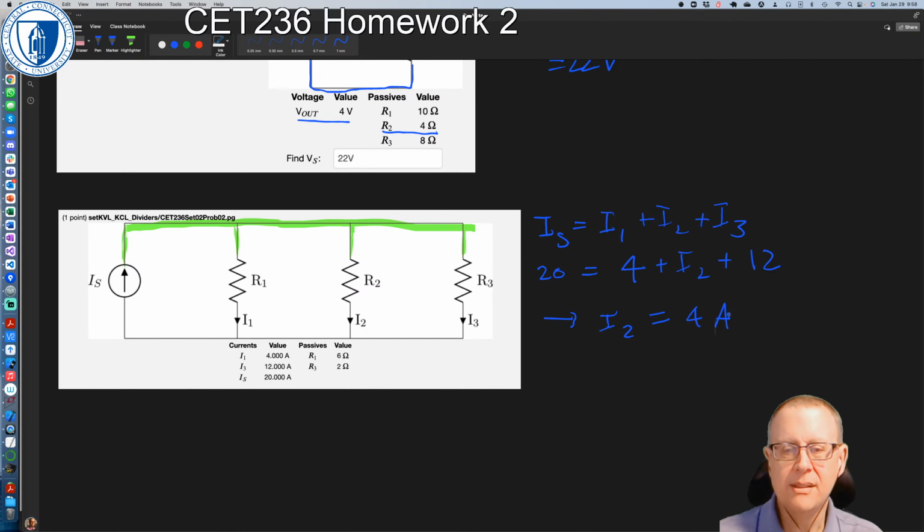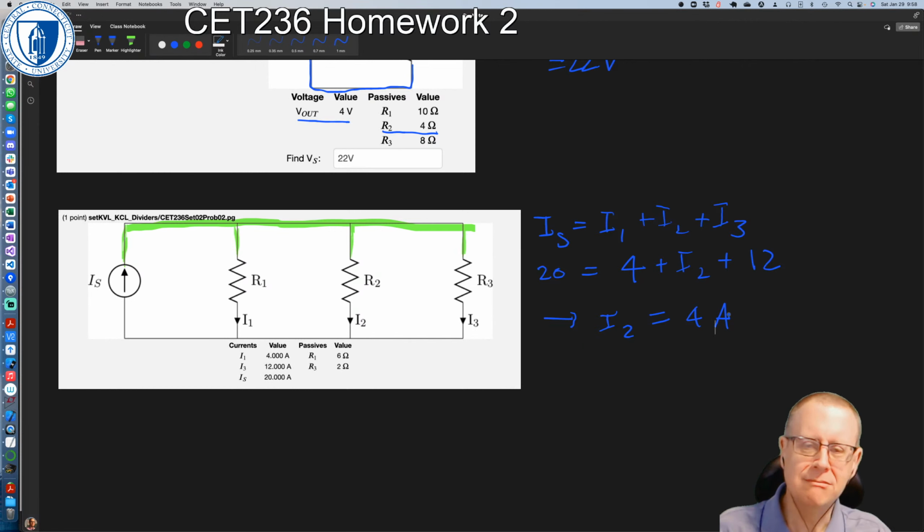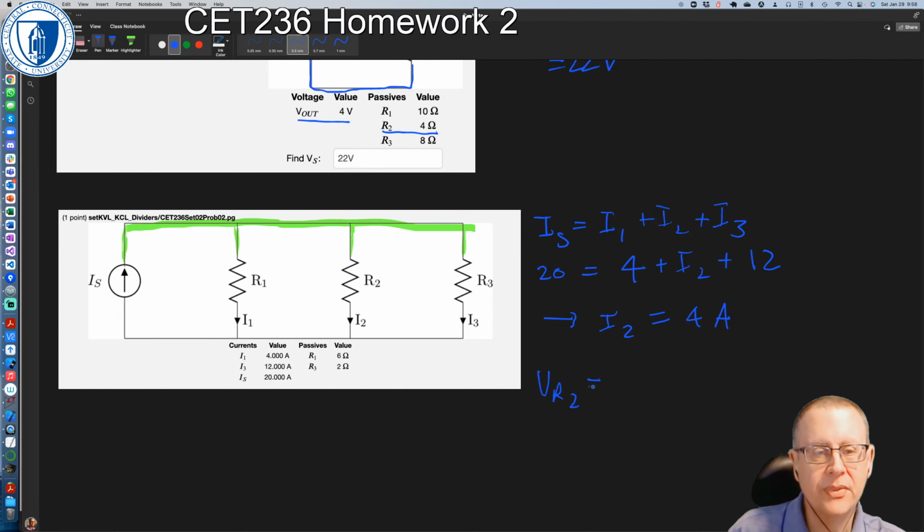So then we've got to figure out what R2 is. And how do we do that? Well, there's a couple of ways we could do it. One way is to say VR2 is equal to IR2, or I2 times R2, right?